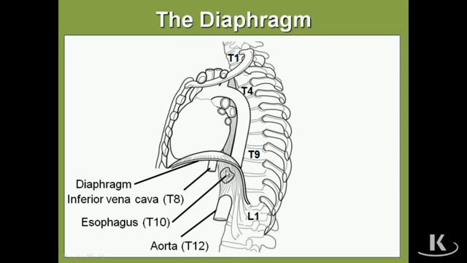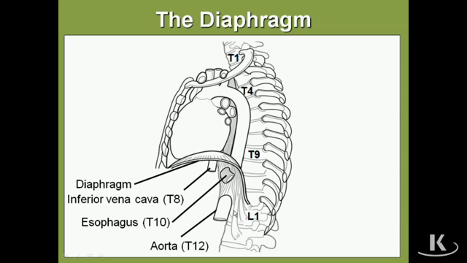Next, most posterior and therefore a little bit lower, is the esophageal hiatus, which passes through the muscular crus or right crus of the diaphragm. And the esophageal hiatus has the esophagus passing through it, but traveling with the esophagus are the vagus nerves. Both vagus nerves are traveling with the esophagus and pass into the abdomen along with it.